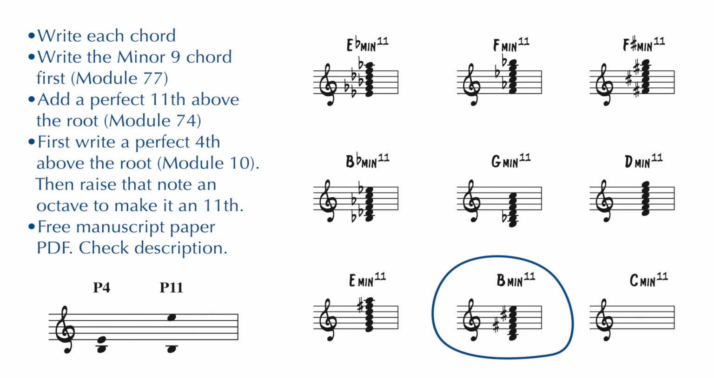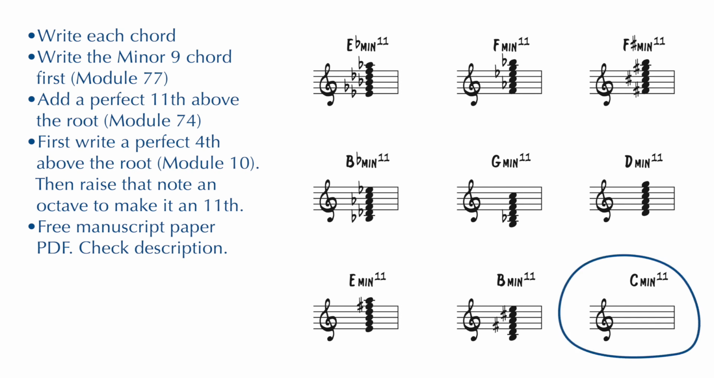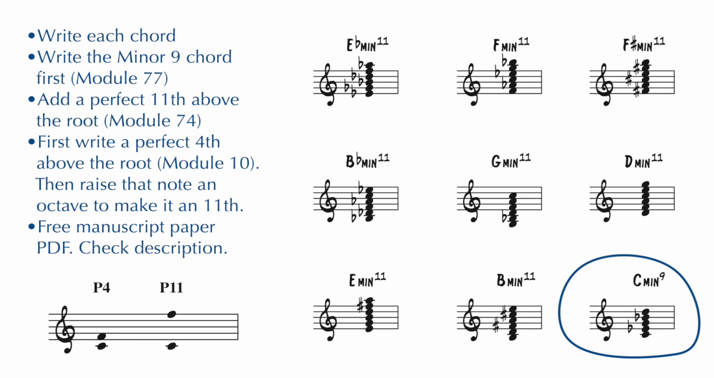B minor 11. And number 9, C minor 11. First write a C minor 9 chord. That's going to be C, E flat, G, B flat, and D. Now we need to add that perfect 11th above the root by first adding a perfect 4th above the root. The root is C. Perfect 4th above that is F. Take that F, raise it an octave, and there's our perfect 11th. And now we have C, E flat, G, B flat, D, and F. C minor 11.